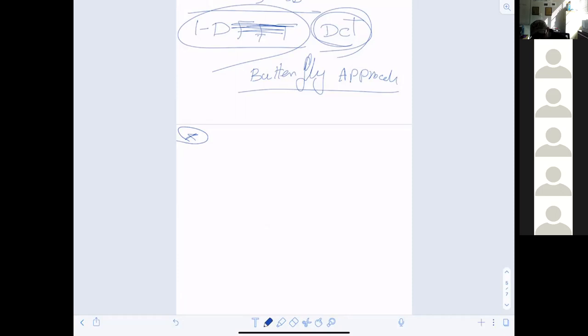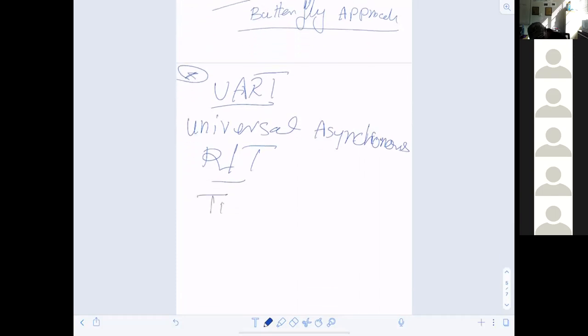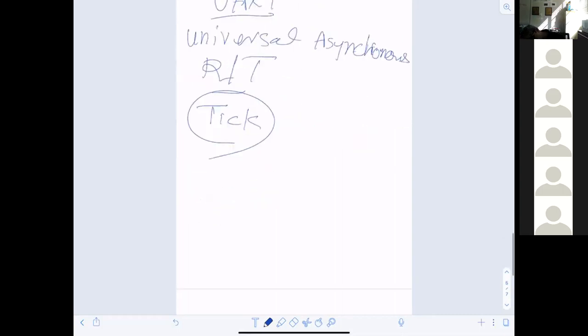so UART stands for Universal Asynchronous Receiver Transmitter. What does it mean? It means that we don't have a real clock monitoring the process. We have something that acts like a clock. We call it a tick, and other people call it the baud rate.